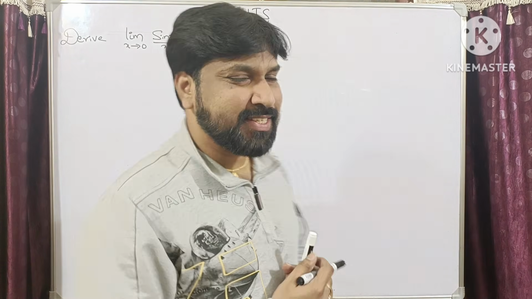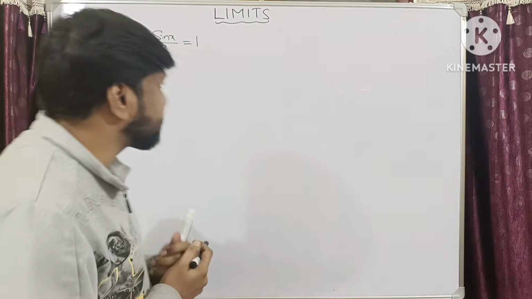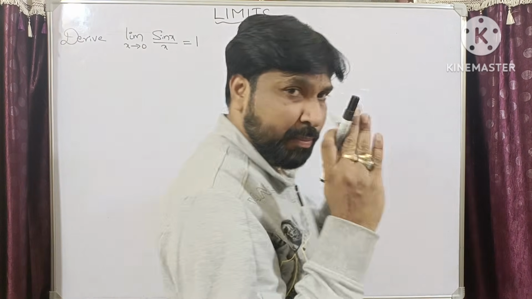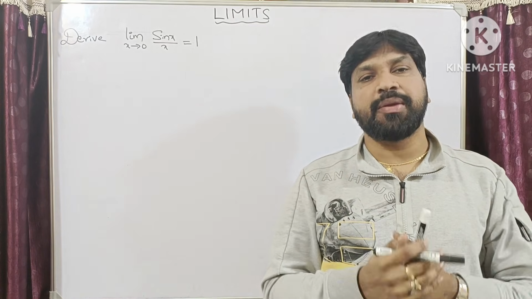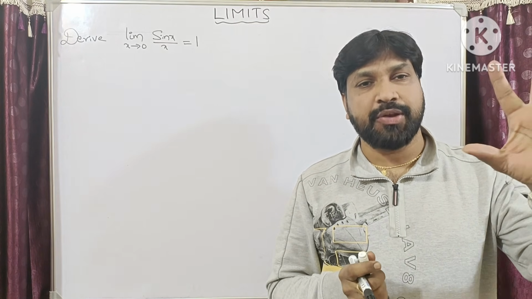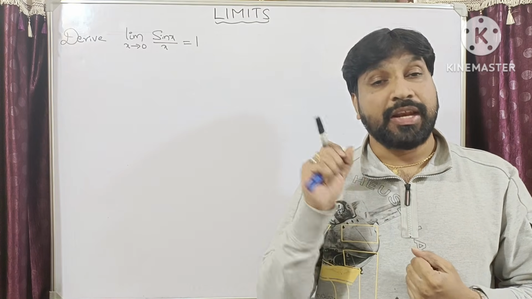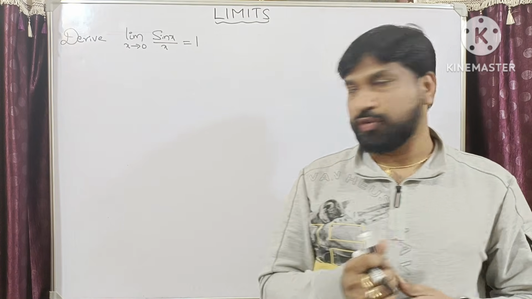Today I am going to discuss the sandwich theorem, or the proof that limit x tends to 0 of sin x by x equals 1. This is a very important proof. It is a compulsory question, worth 5 marks in the limits chapter. So look carefully, friends.